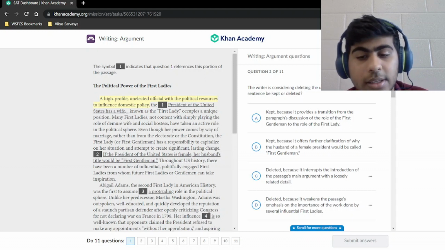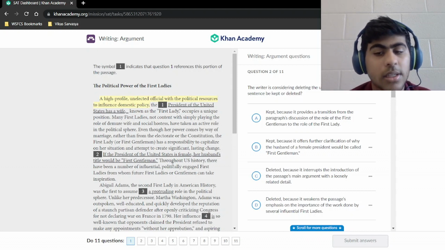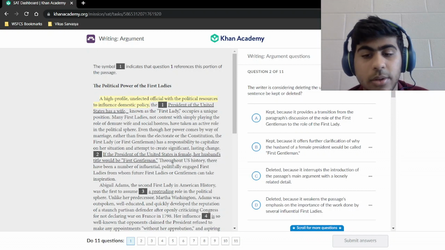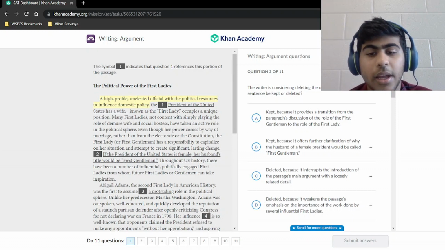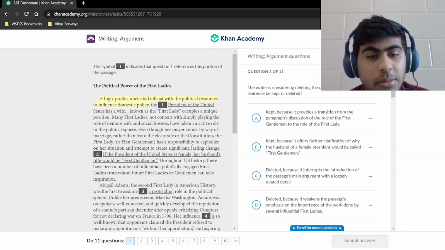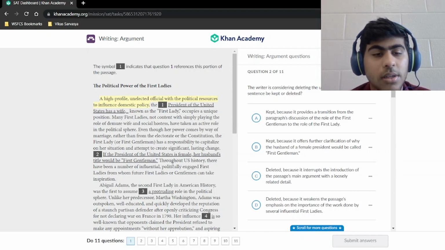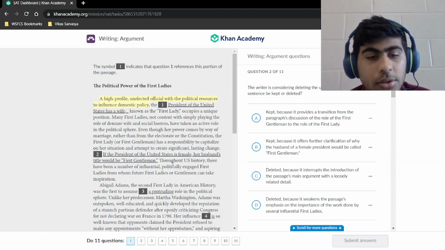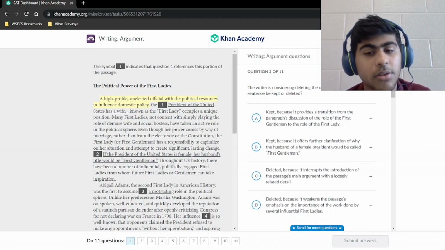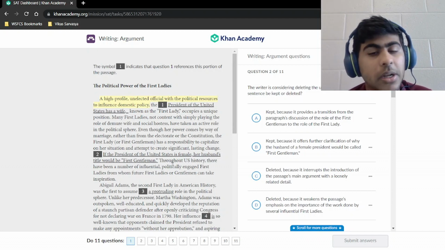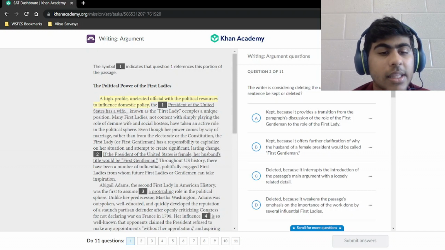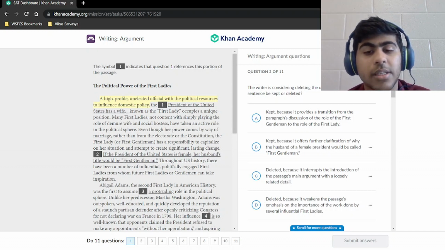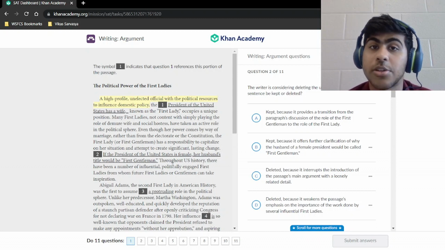So our passage's emphasis is, yes, it is on the work done by the several influential First Ladies. And then we have the introduction of the passage. Well, the introduction of the passage's main argument is that really being weakened by that loose related detail? Well, it does interrupt the passage's main argument, but the passage's main argument isn't really being said in that sentence or before that sentence, being said after that sentence. So it's not interrupting it yet because the passage's main argument hasn't been introduced yet.